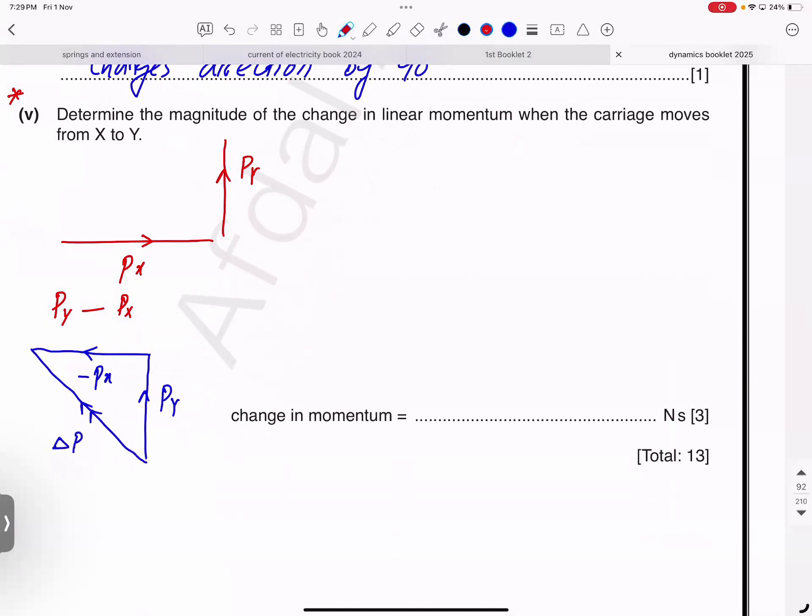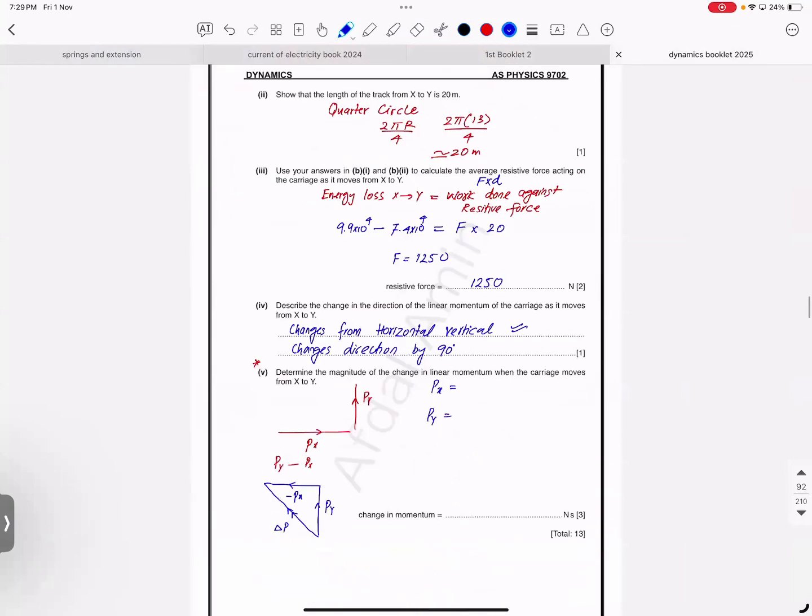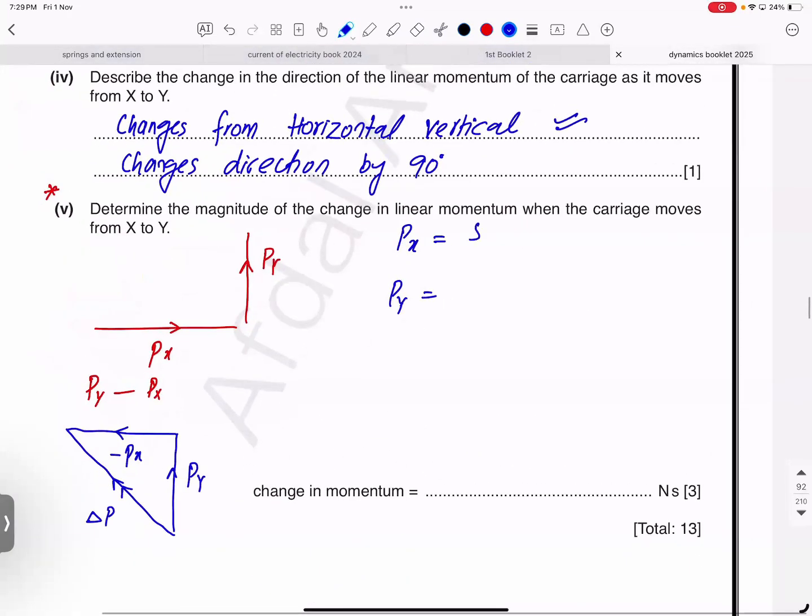So I heard someone saying Pythagoras theorem. Very good. Whenever two vectors are at 90 degrees, their addition or subtraction follows the Pythagoras theorem. So find Px, my dear, find Py. Mass was 580, and 22 and 12. 580 times 22. 580 times 12. Horizontal component of momentum was, please make calculations.